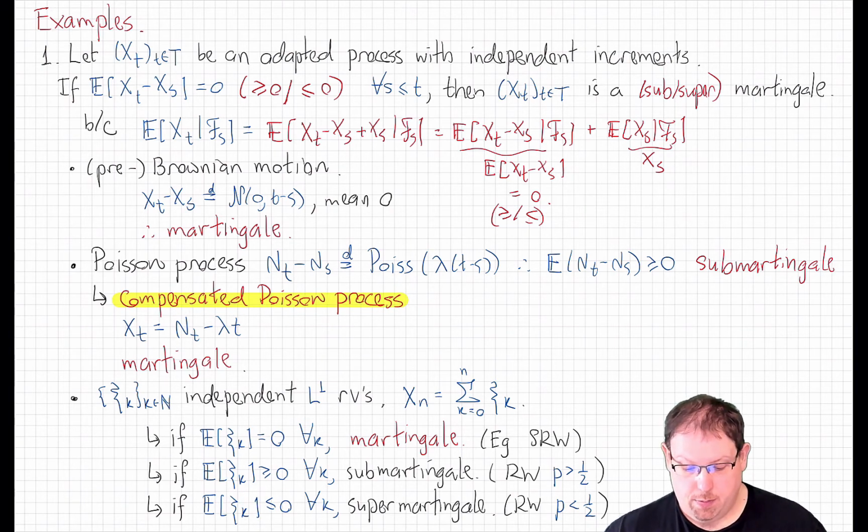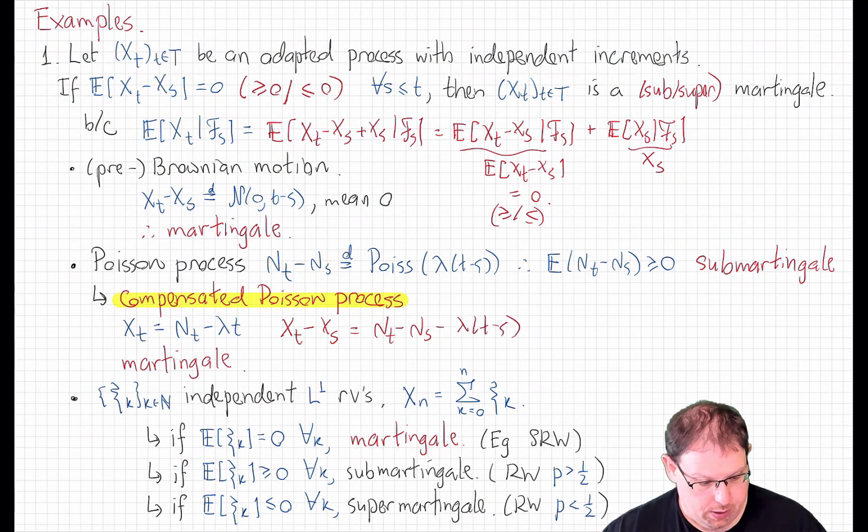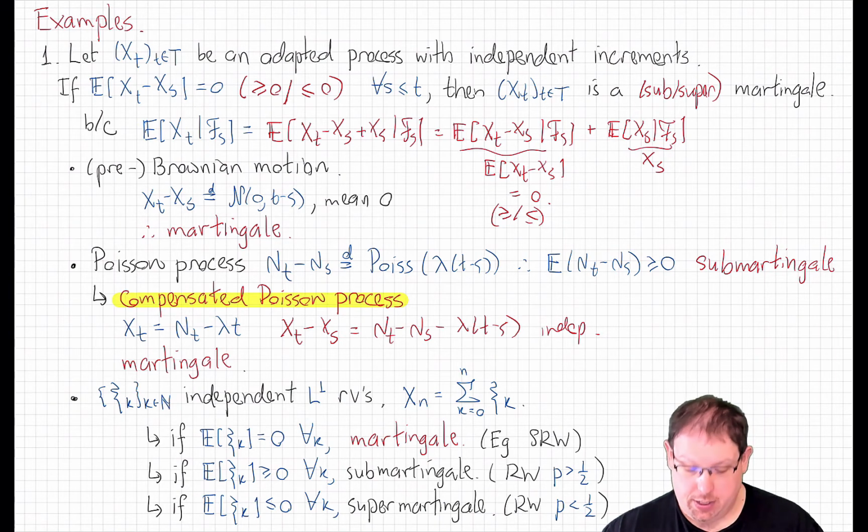We can turn it into a martingale by compensating for this, giving what's called the compensated Poisson process, that is X_t being N_t minus lambda t. This is no longer a discrete state process anymore, to be clear. Of course, this has just been designed so that the increments X_t minus X_s, which are the same as N_t minus N_s minus lambda times (t minus s) from the definition, are still independent from each other. All we're doing is adding in a scalar constant.